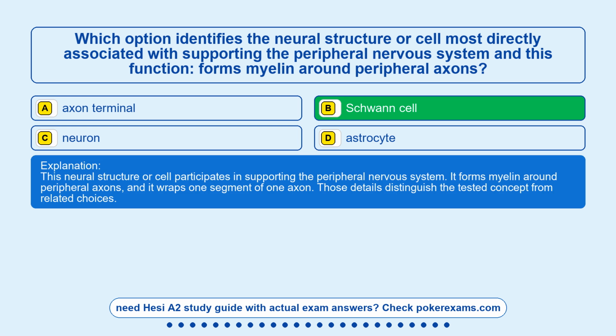This neural structure or cell participates in supporting the peripheral nervous system. It forms myelin around peripheral axons, and it wraps one segment of one axon. Those details distinguish the tested concept from related choices.